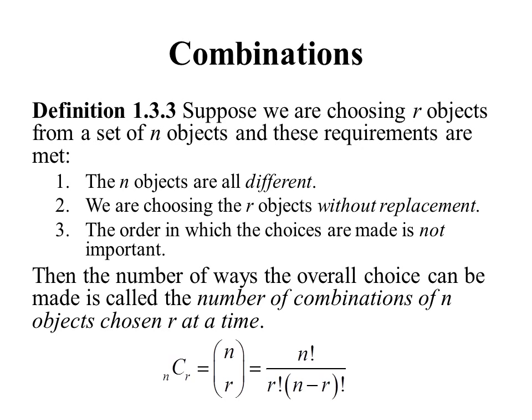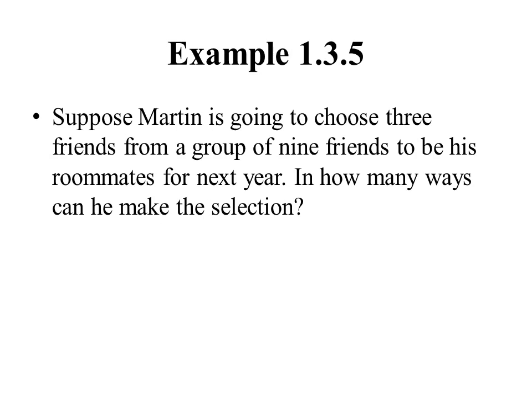Now, the book discusses the theory behind this, but we're not going to go into it here in this lesson. So as a simple example of this, suppose good old Martin is going to choose 3 friends from a group of 9 friends to be his roommate for next year. In how many ways can he make the selection?